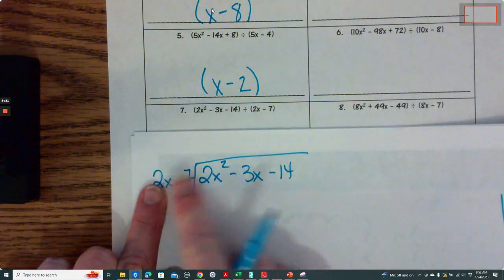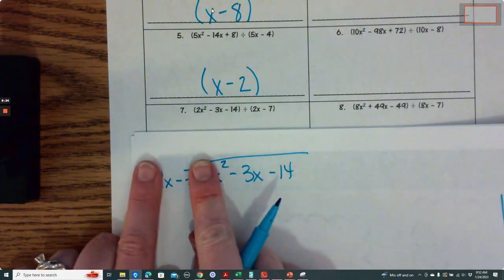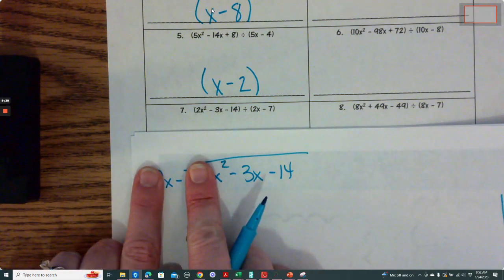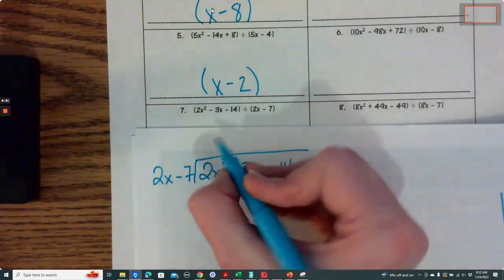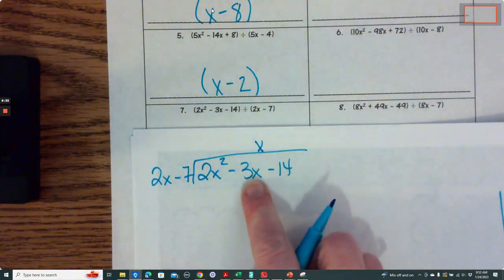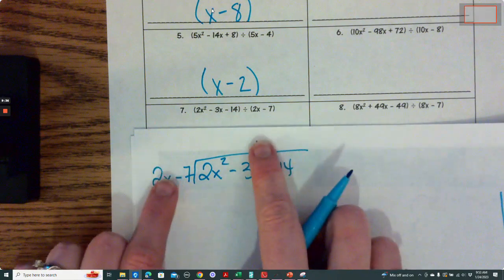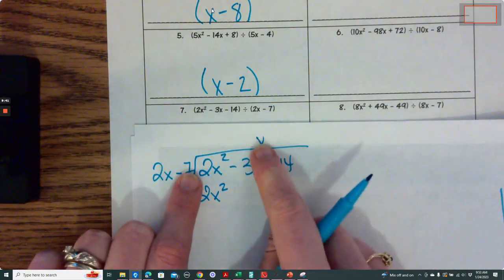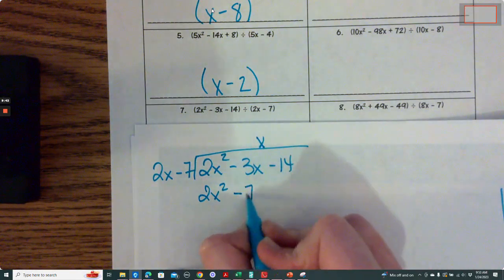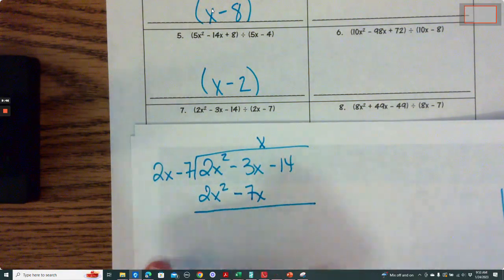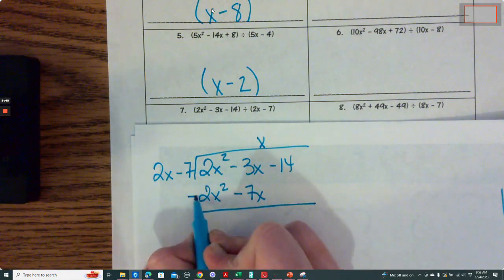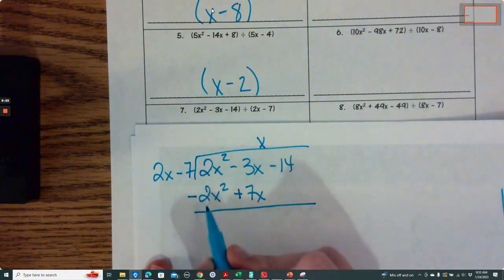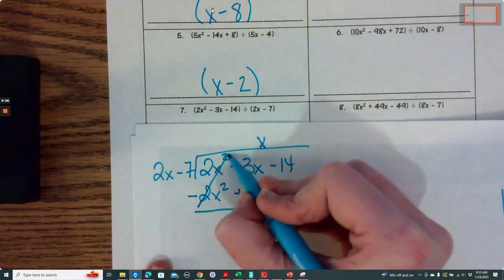Okay, 2x to 2x squared. So the coefficients are the same. We're not doing anything there. X times what gives me x squared? X. So I put it up, again, I'm putting it over the x. I'm lining up my terms. So 2x times x is 2x squared. Negative 7 times x is negative 7x. Change the signs. Positive becomes negative. Negative becomes positive.